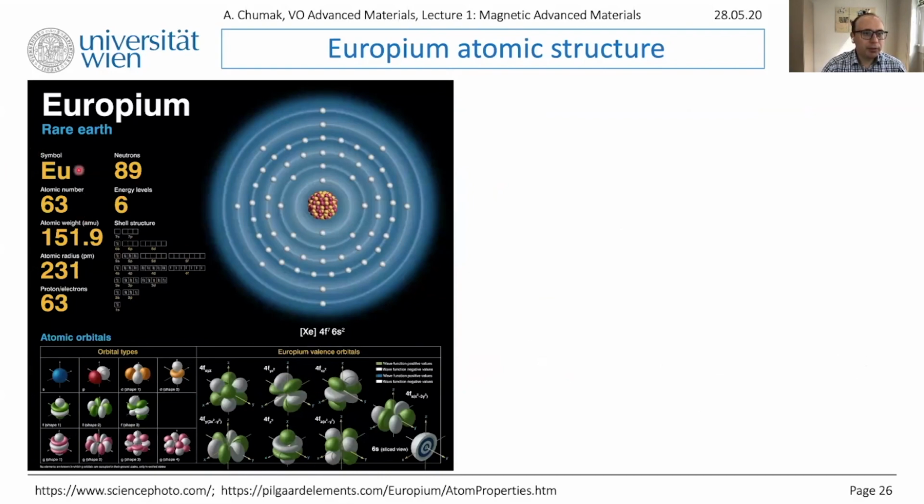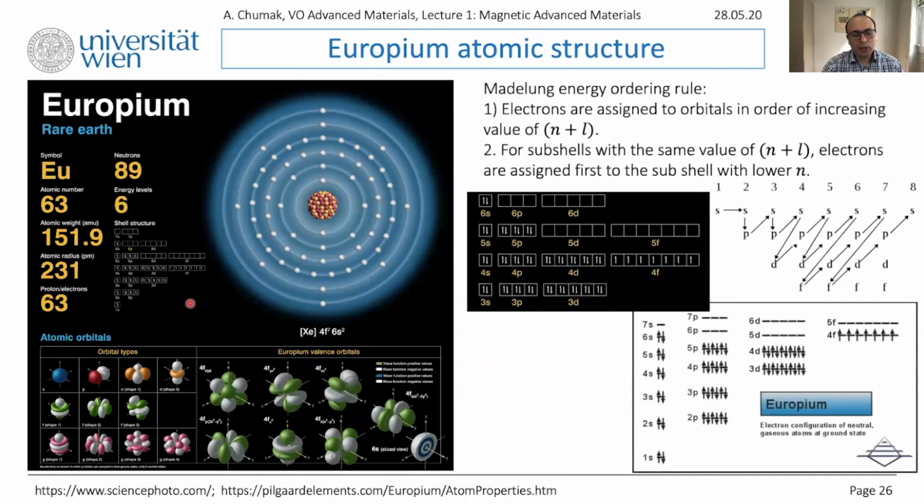It's an element with atomic number 63. So it has 63 protons in the nucleus and 63 electrons. Its atomic weight is around 152, so in addition you have 89 neutrons in its nucleus. In this picture, you see the shell structure and electronic configuration of the atom, and we are coming to this in a minute. Here are also these nice 3D pictures of the different s, p, d shells and how they look.